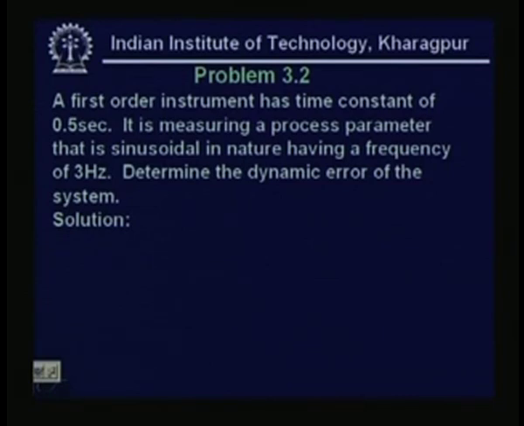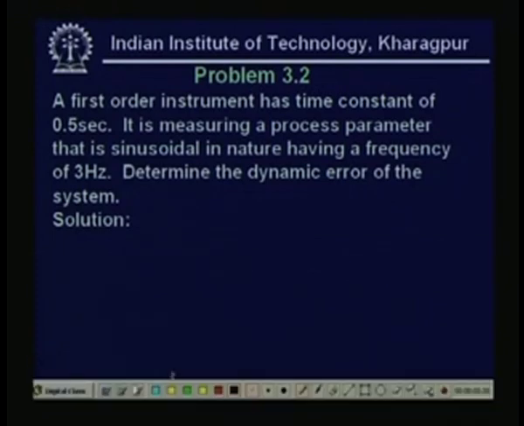Problem 3.2 of lesson 3 says: a first order instrument has a time constant of 0.5 second. It is measuring a process parameter that is sinusoidal in nature and has a frequency of 3 Hz. Determine the dynamic error of the system. Fine. So, the system is known, it is a first order system, and the time constant is also known, but the signal is now sinusoidal in nature instead of a step. Frequency is given. So, you have to find the dynamic error of the system. There will be a constant dynamic error in the first order system, since there is a phase shift.